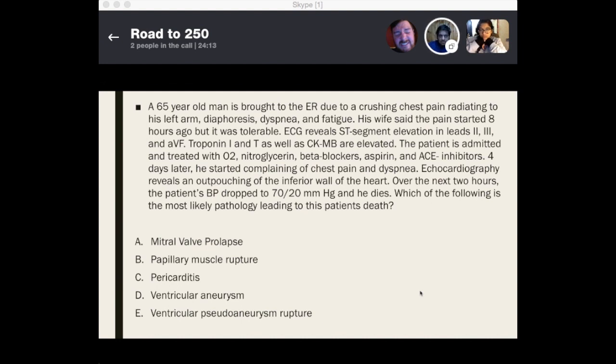The patient's admitted and treated with oxygen, nitroglycerin, beta blockers, aspirin, and ACE inhibitors. 4 days later, he started complaining of a chest pain and dyspnea. Echocardiography reveals an outpouching of the inferior wall of the heart. For the next 2 hours, the patient's BP drops to 70/20, and he dies. Which of the following is the most likely pathology leading to this patient's death? Mitral valve prolapse, papillary muscle rupture, pericarditis, ventricular aneurysm, ventricular pseudoaneurysm rupture.